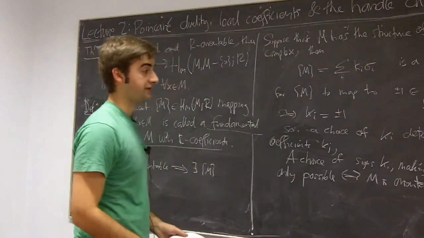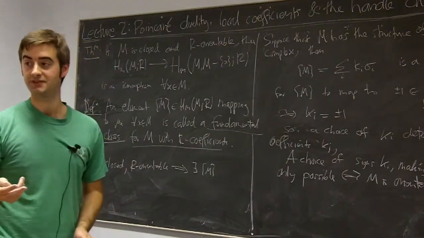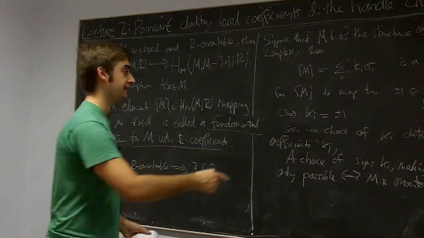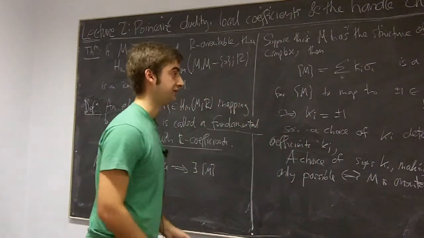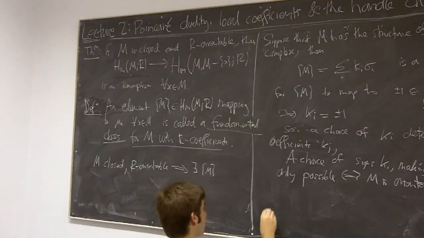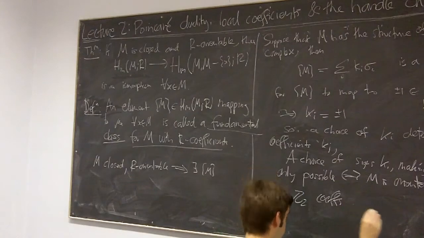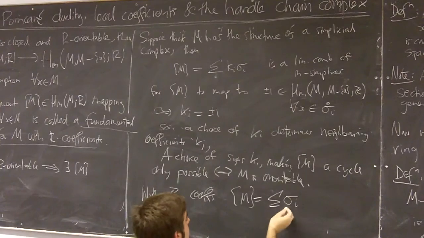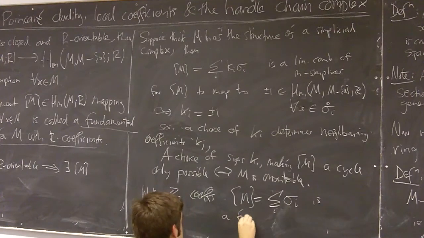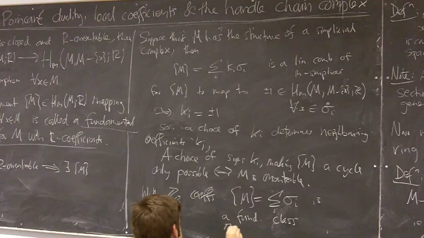And also note, in particular, if we're only working with Z mod 2 coefficients, whatever our choice of plus or minus 1 is, it's the same, so we don't have to worry, and we automatically get an orientation by just summing all of the top dimensional simplices. So with Z mod 2 coefficients, just 1 for each is a fundamental class automatically. Well, a Z mod 2 fundamental class.